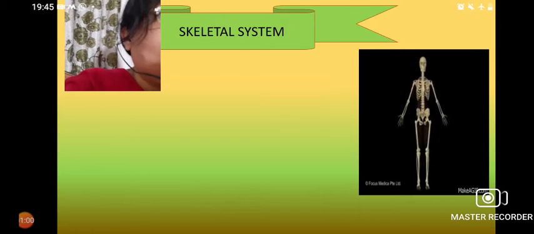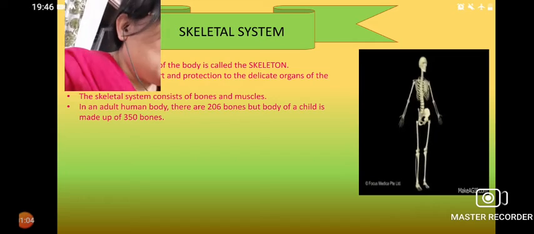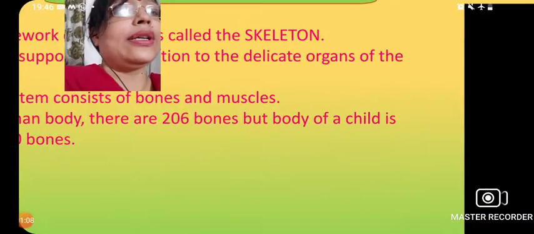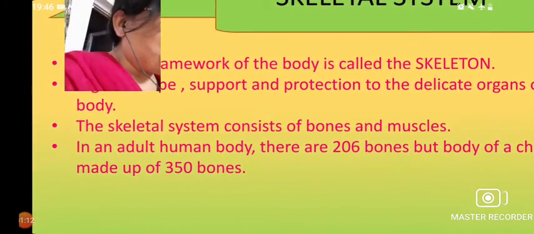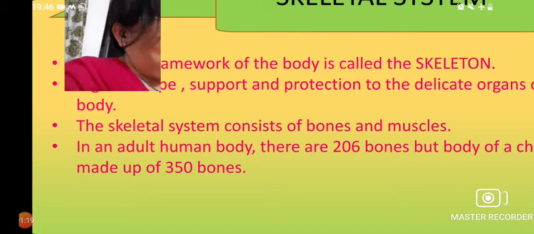So, what is its function? Mainly, it gives support and also protection to the different delicate organs in the body. And a skeletal system generally consists of different types of bones and the muscles.